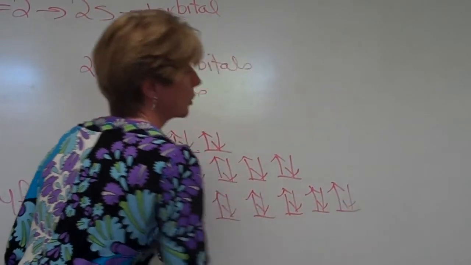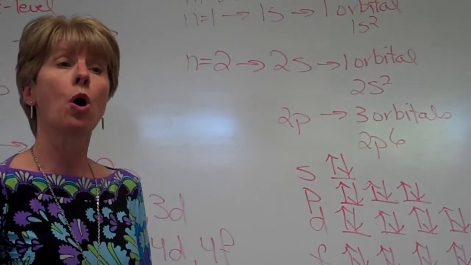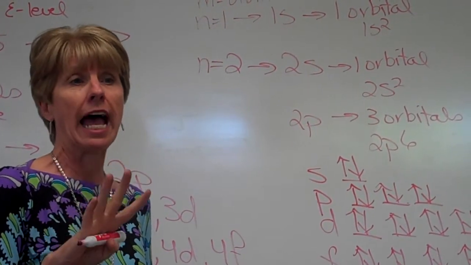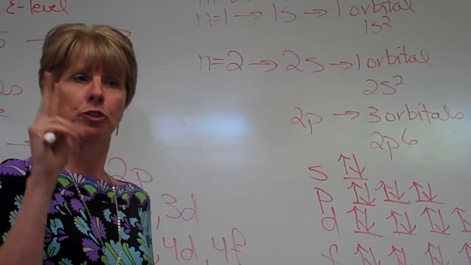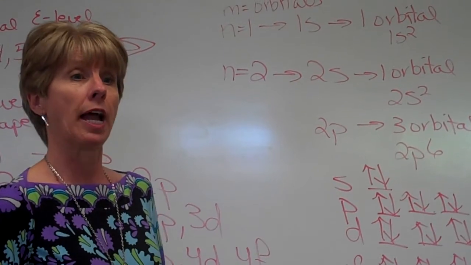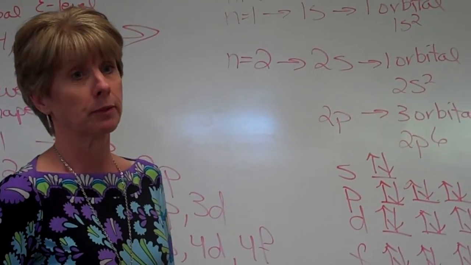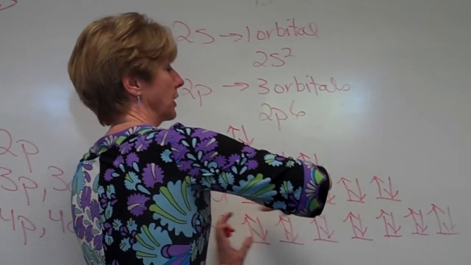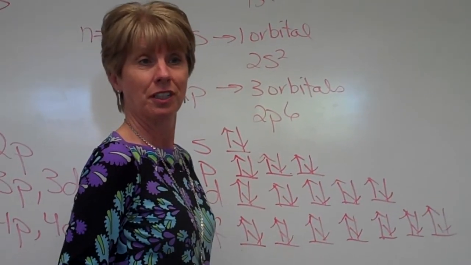Now the Pauli exclusion principle says that no 2 electrons can have the same 4 quantum numbers in an atom. 3 can be the same, 2 can be the same, 1 can be the same, but not all 4. Okay? Now the Aufbau principle says that electrons will go into lower energy levels first.